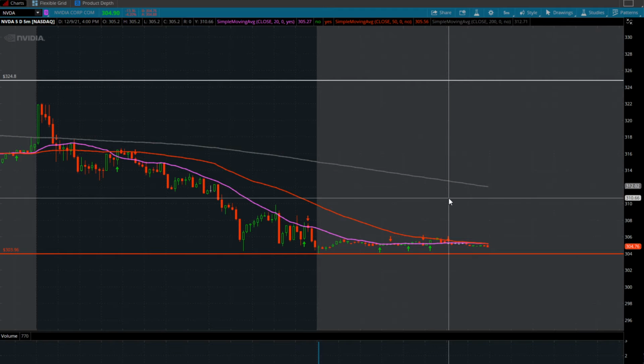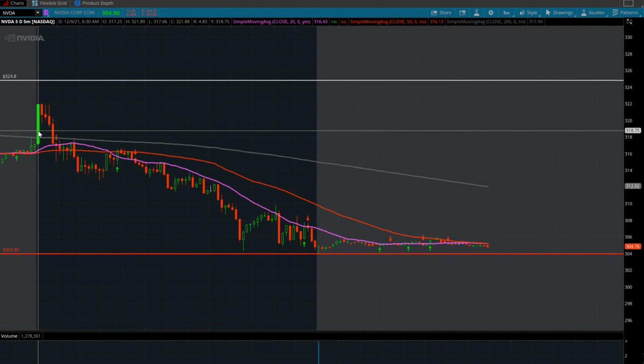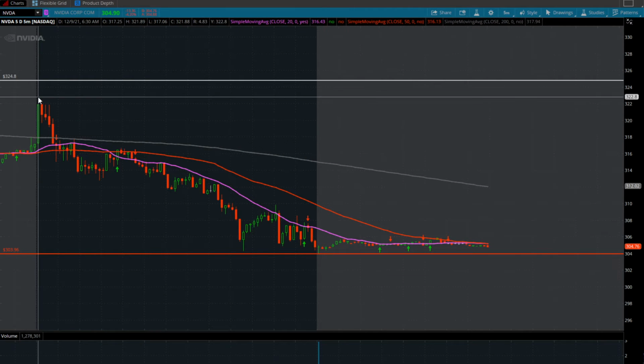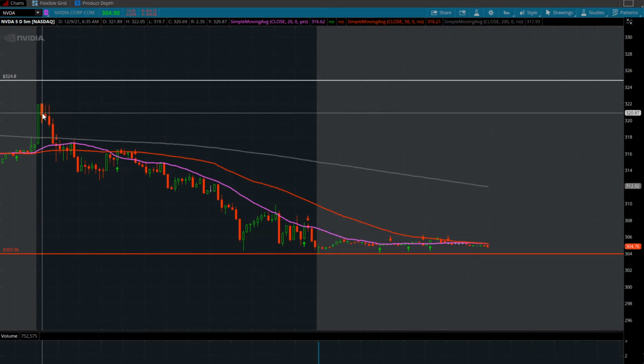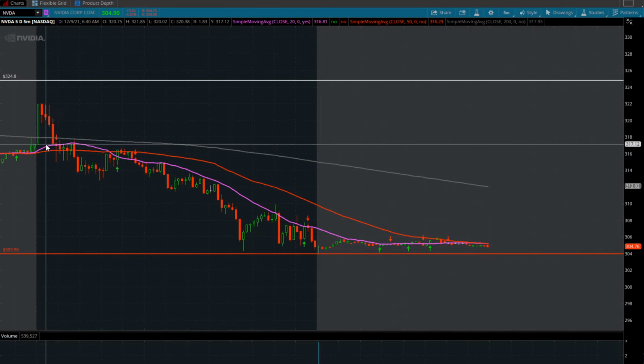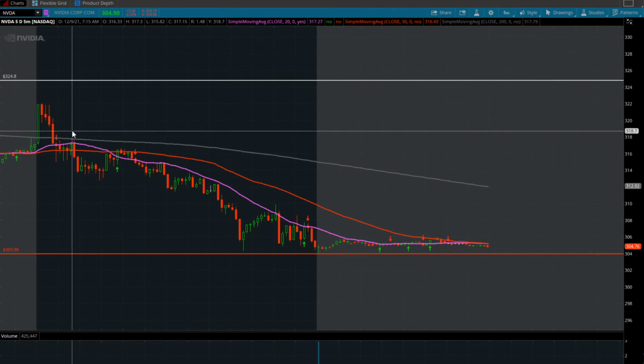So that level 324.80 never came into play. You can see here this first massive green candle that we had right off of the bell. We surged higher. I was thinking maybe we get 1, 2, 3 candles worth of rest, maybe come down, test this 20 period simple moving average, bounce around, and then start working our way back higher. So this is how I had it played out in my mind.